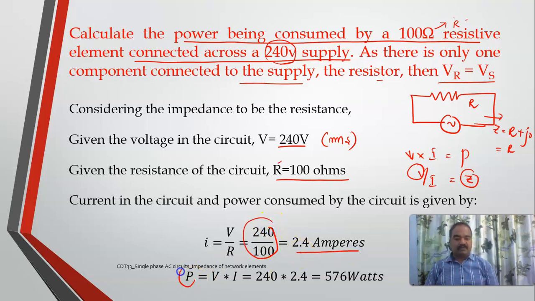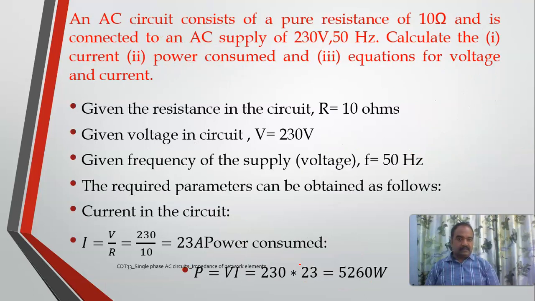So, if I want power, what I should do? Voltage into current. Voltage they have already given, 240, and current I have obtained here, 2.4. 576 watts. Simple things. Now, we'll move on to a little bit more complex problem. What they are asking you: an AC circuit consists of a pure resistance of 10 ohms and is connected to an AC supply.